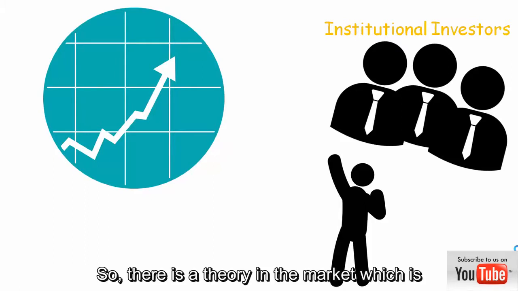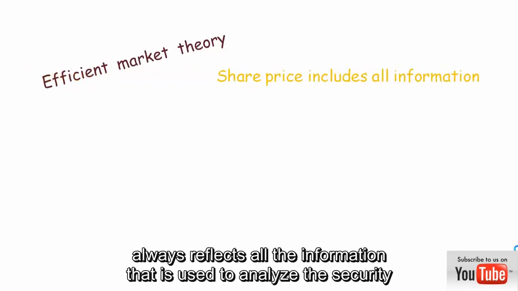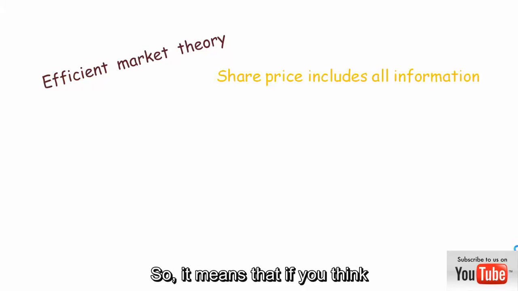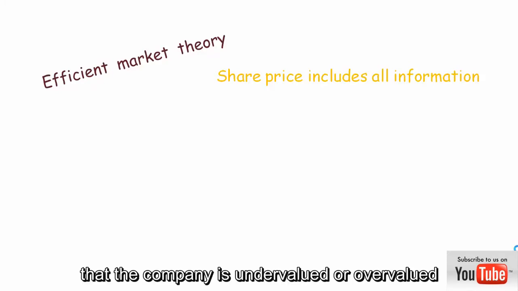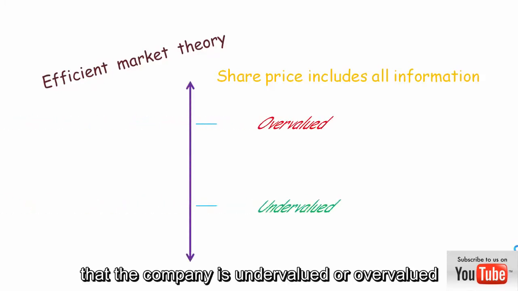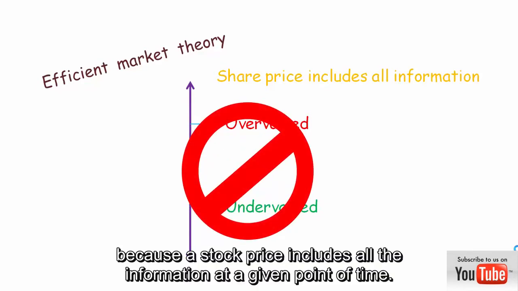There's a theory in the market which is famously called EMH, or the efficient market hypothesis, which states that the market price of a security always reflects all the information that is used to analyze the security. So it means that if you think you can take advantage of the information that the company is undervalued or overvalued based on some facts and figures, then you are wrong, because a stock price includes all the information at a given point in time.